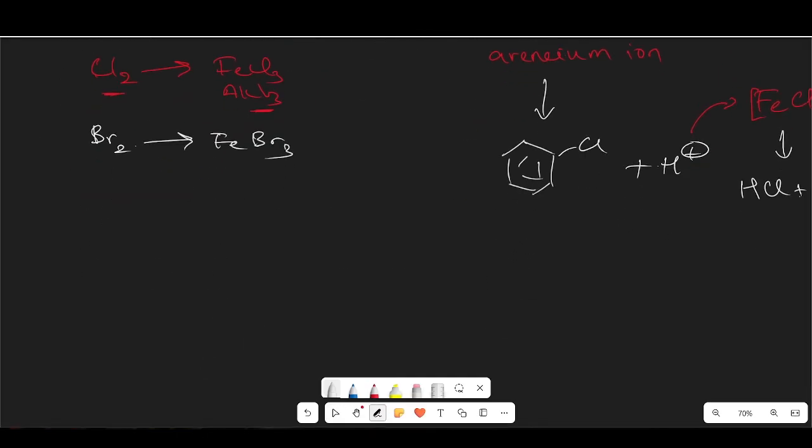The next reaction I'll have is Friedel-Crafts alkylation. So Friedel-Crafts alkylation, same reaction, except there is one difference here.